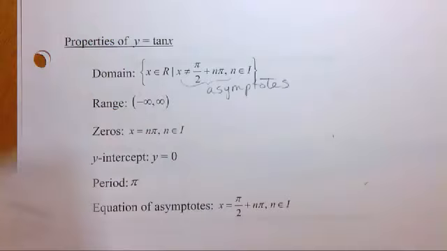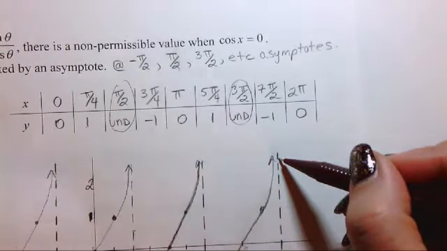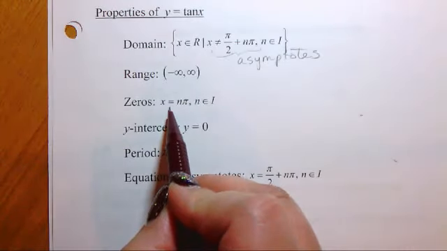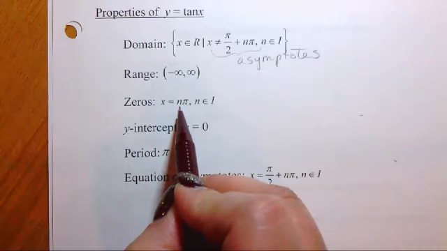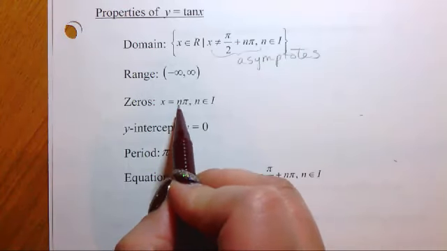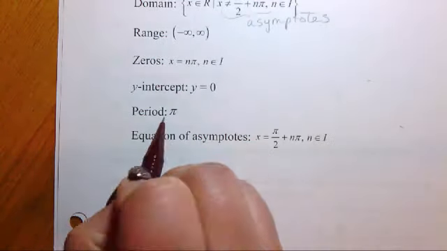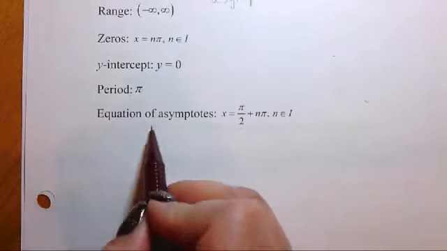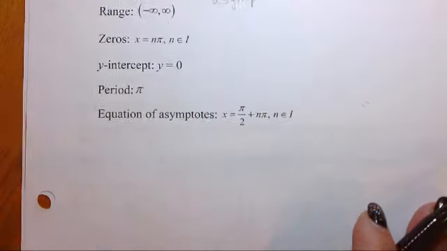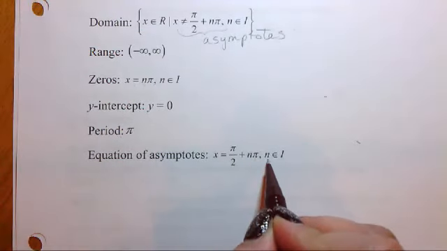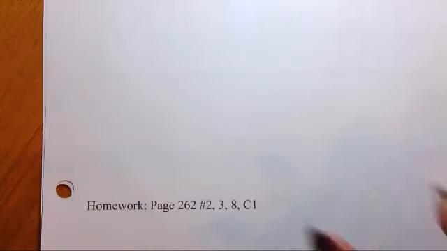That's where, if I show you, that's referring to these guys going all the way up and all the way down. And I'm going to have zeros at every pi. So every n pi, I have a 0. My y-intercept is at y equals 0. The period is pi, and the equation of the asymptotes is exactly the same as the domain here. So it's x equals pi by 2 plus n pi, where n is an element of the integer set. Okay. All right. So that's just a quick one on tan, just to give you the properties.